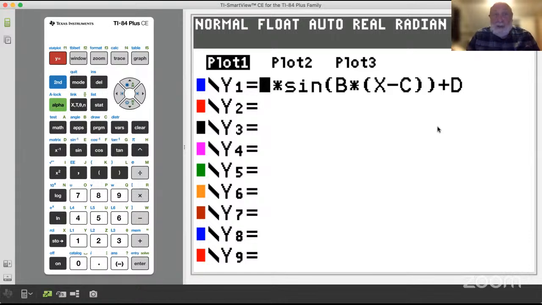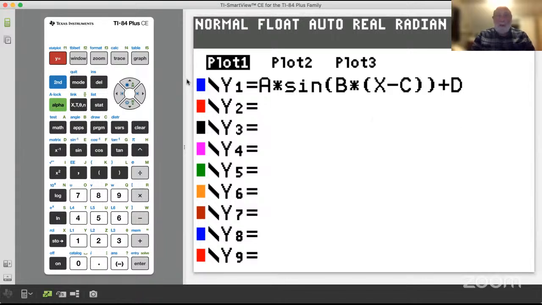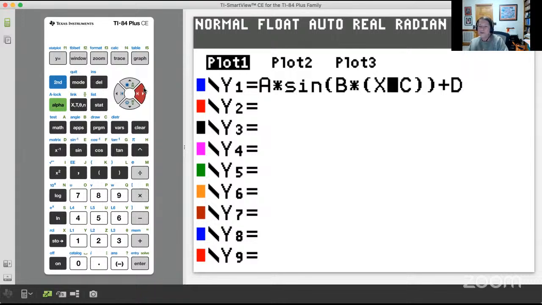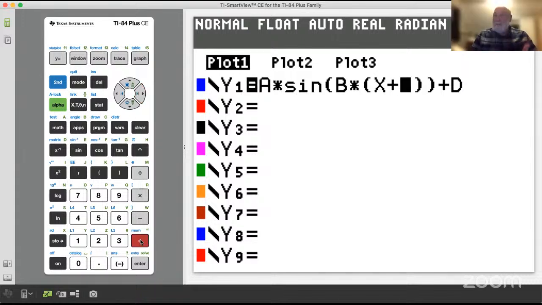Yeah, go ahead. Can we make one change to that? Sure. In AP Precalculus, they use x plus c. Yeah, why not? Because we are hopefully targeting some students as an audience tonight. So I'll edit that minus c to a plus c.